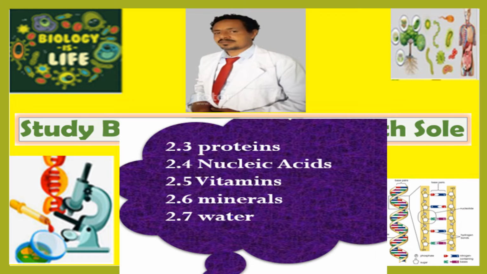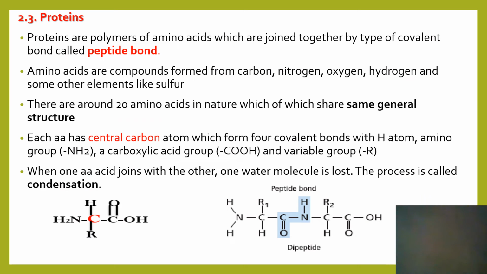And let us continue to the protein part. Well, proteins are the third macromolecules that are required in large amounts for our bodies. Proteins are made up of different amino acids. That means they are polymers of amino acids. These amino acids are joined together by a type of covalent bond called a peptide bond.